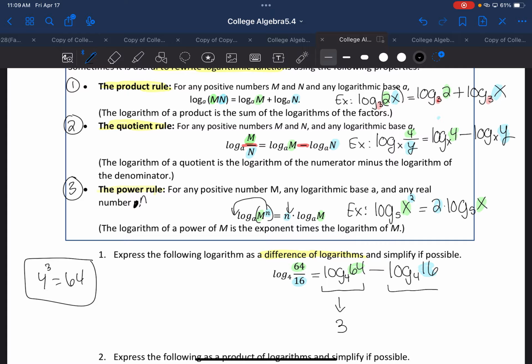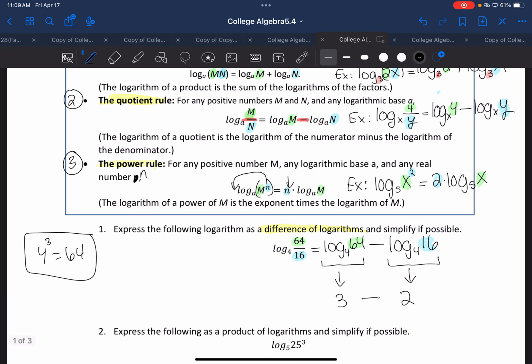And then what do I need to raise 4 to in order to get it to equal 16? 2. So this will become 3 minus 2. Bring down that minus sign as well. And that's just equal to 1. So this whole thing was just equal to 1.